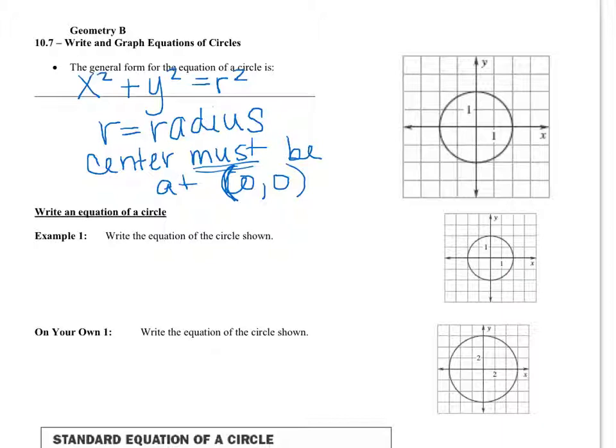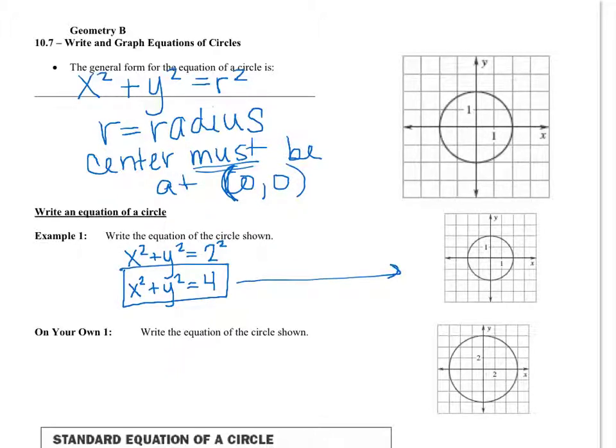So we're going to keep the left side of our equation, x squared plus y squared equals, and then we're going to substitute 2 in for r, so 2 squared. And then we're just going to simplify that 2 squared, and our equation would be x squared plus y squared equals 4. And that is our general equation for this circle right here. So pause it, try the next one on your own.